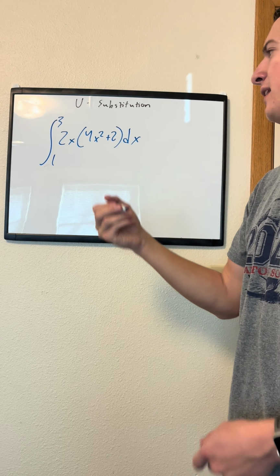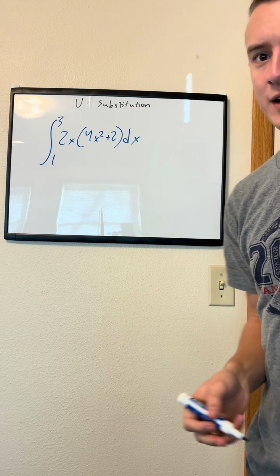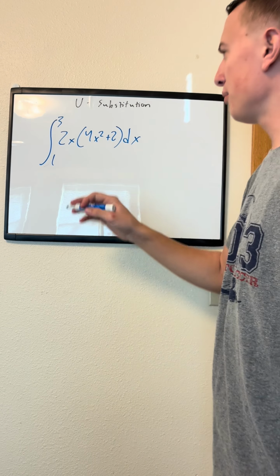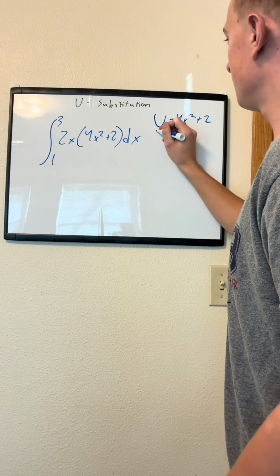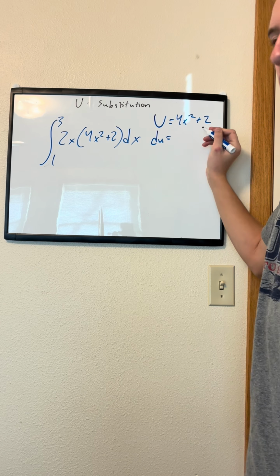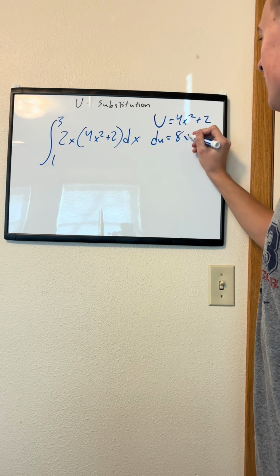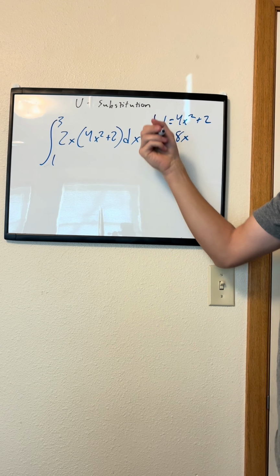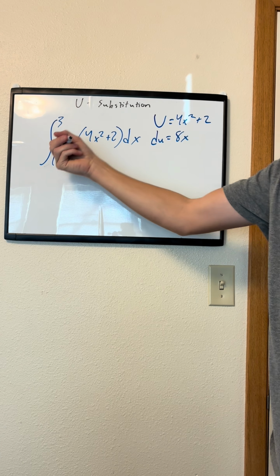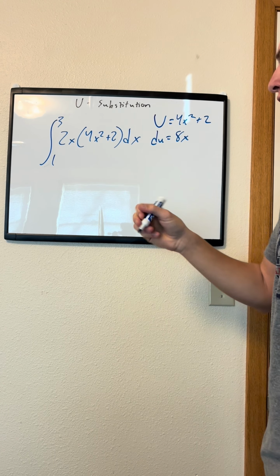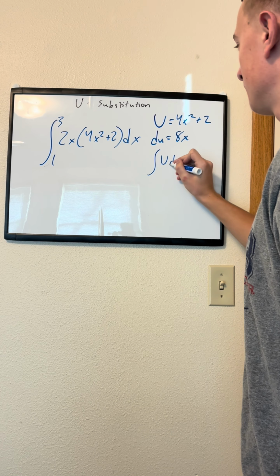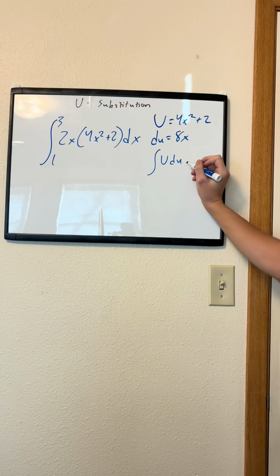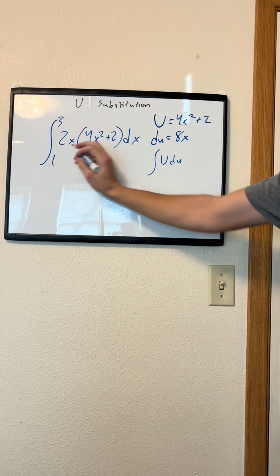Because we have to find the antiderivative, we have that random 2x there. So what we're going to do is substitute u equals 4x squared plus 2, and du is going to equal 8x dx. Basically, what we're trying to do is replicate this integral in terms of u and du. So an easy way to look at this is the integral of 1 over u times du. But we can see we have a 2x, we don't have 8x.